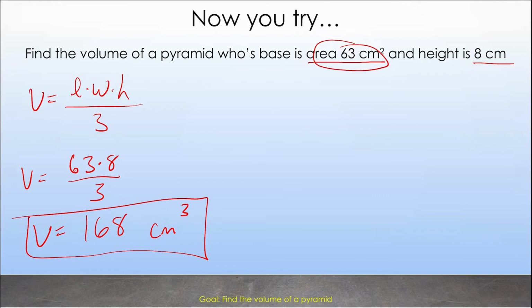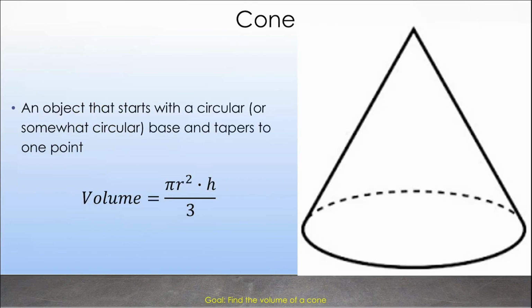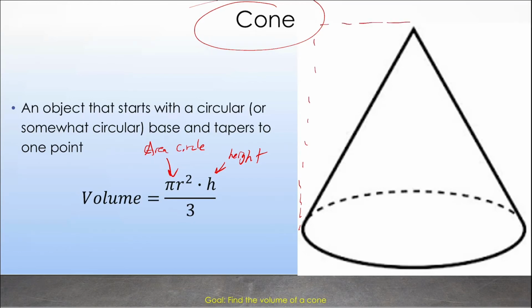Very simple. A lot of today's lesson is very much get your formula, plug in your numbers, get the calculator, plug them in. Okay, an object that starts with a circular or somewhat circular base and tapers to one point is my cone. Pi r squared times h. So once again, we have our circle area, we have our height, and then divide it by 3 to make up the rest of the cylinder. We're only taking 1/3 of it, typically.